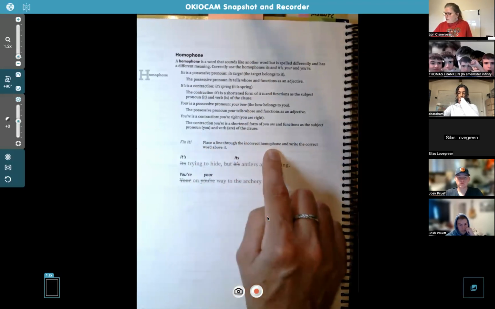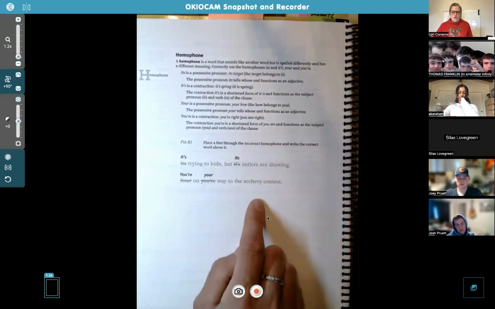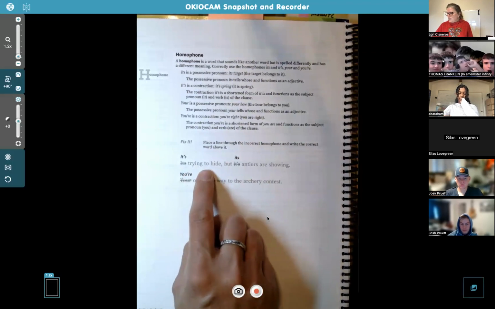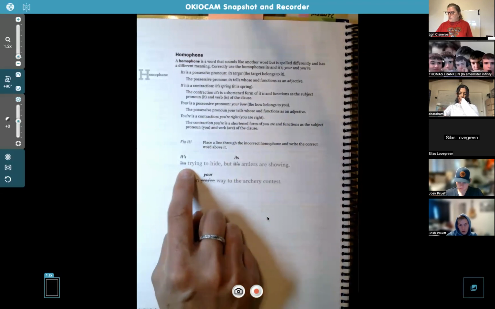through the incorrect homophone and write the correct word above it. So here's the example of how they're correcting it. It's trying to hide, but its antlers are showing. All right, it's trying to hide.